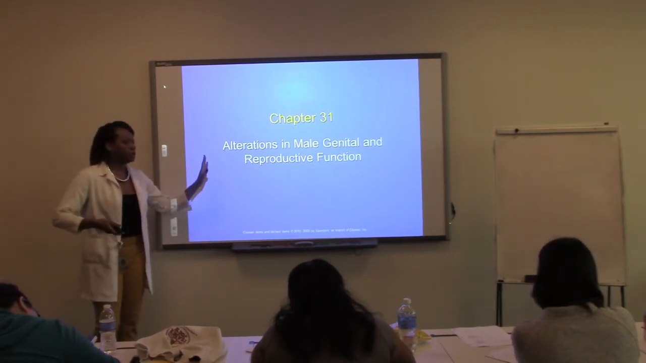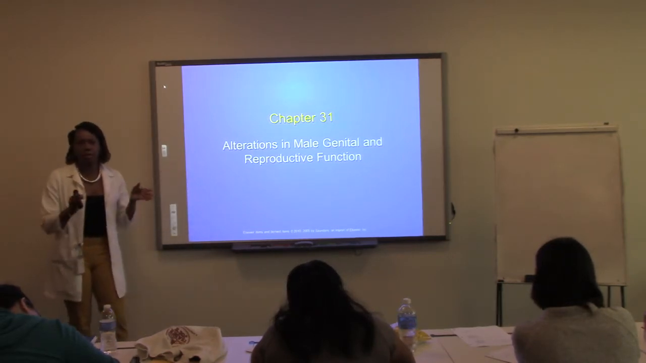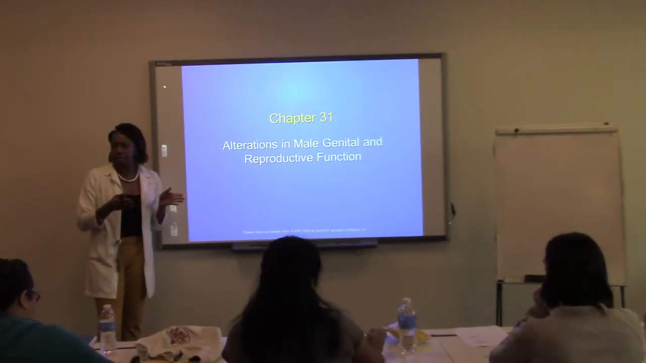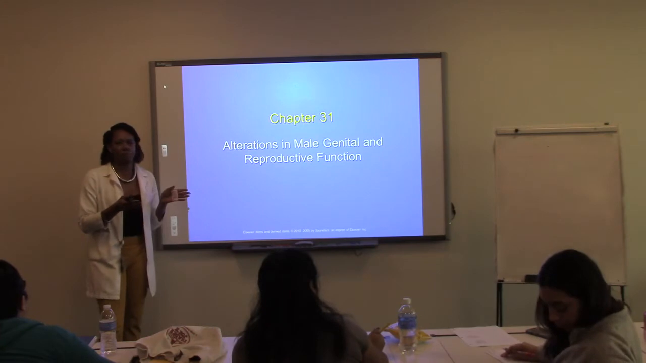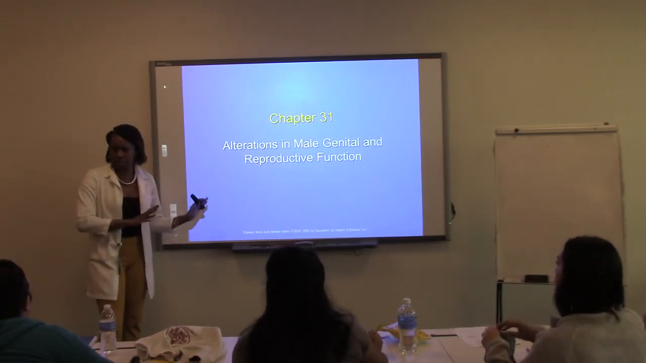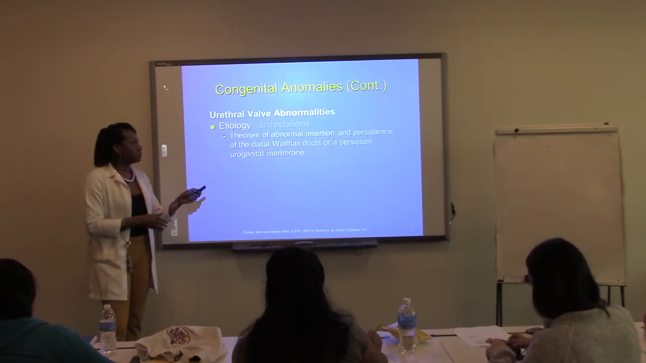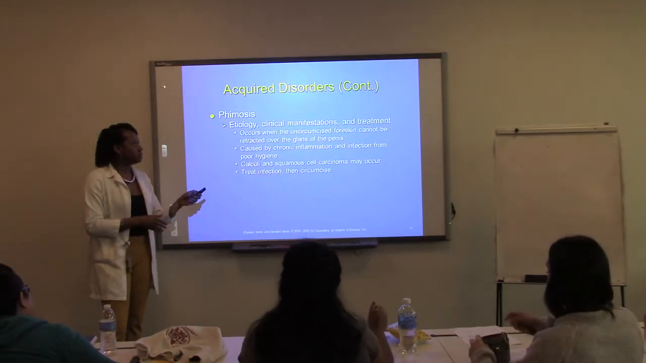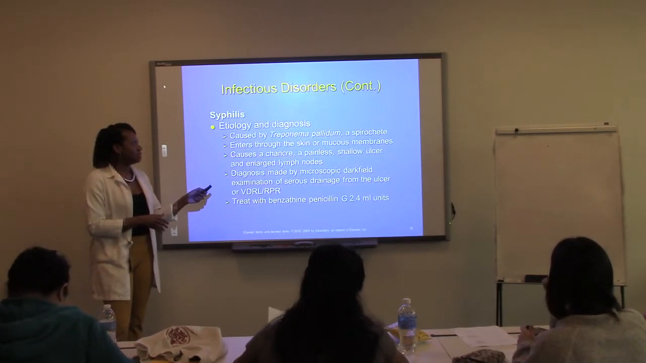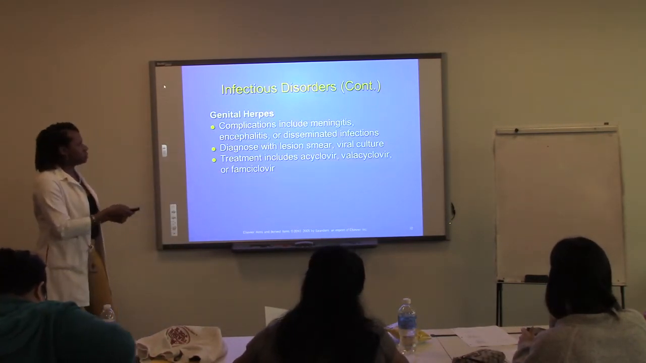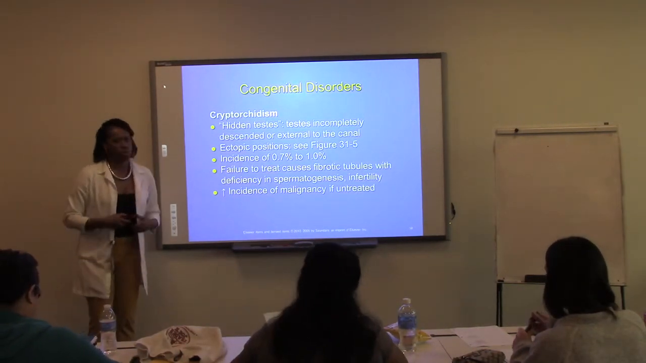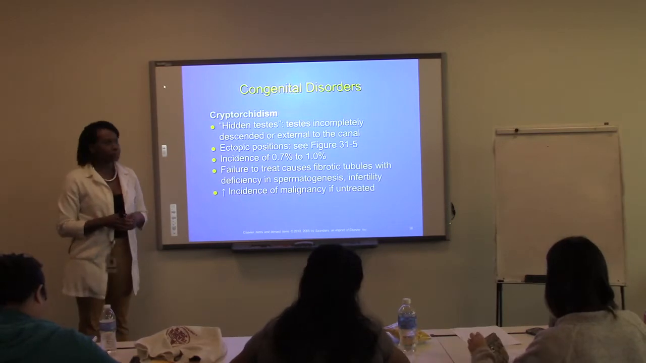Now, for chapter 31, your PowerPoints are already tailored for you, but I did cut out some congenital disorders, and I did also cut out a big chunk of STDs. I know you guys went over STDs in micro, so we don't need to revisit that again. So we're going to omit all of this, and I have you starting at this particular one, cryptorchidism.